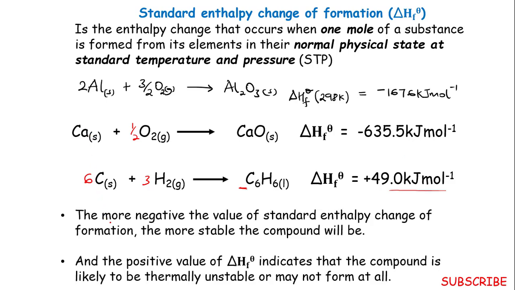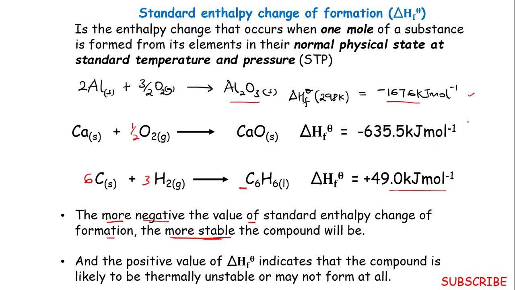So one thing to note is that the more negative the value of the standard enthalpy change of formation, the more stable the compound will be. Usually a negative value denotes an exothermic reaction, that heat has been given off, and once energy is given off, it means that the new compound formed is at a lower energy level, and that means it is more stable. Usually things that have less energy are more stable. So the more negative the value is, the more stable the compound will be.